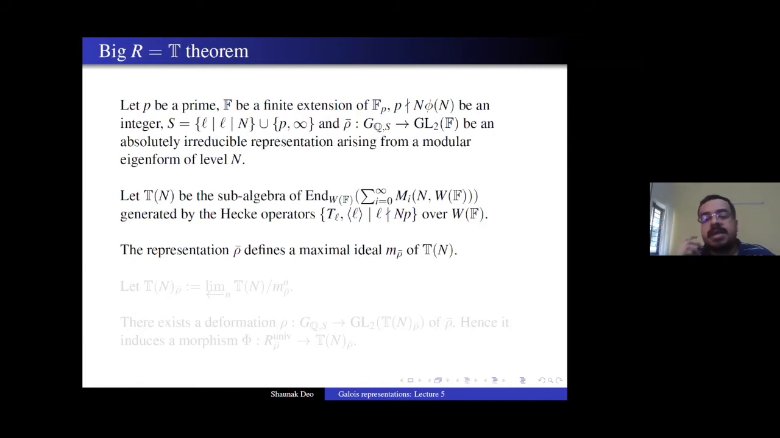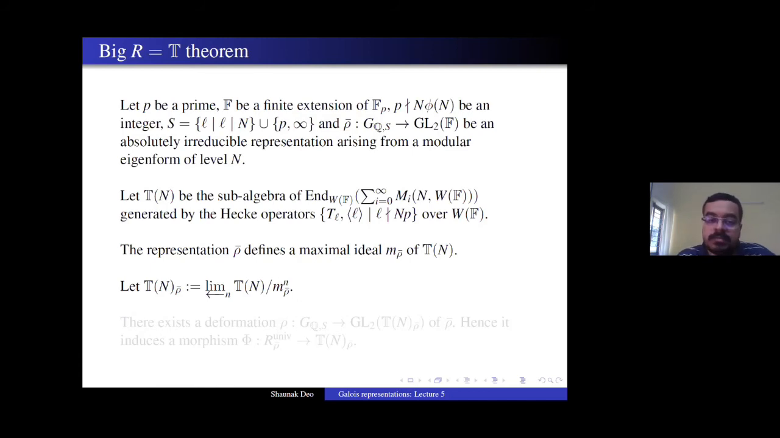And this representation rho bar arises from an eigenform of level n. So it is going to give us a maximal ideal m_rho bar of T_n, the way we just saw in the previous case. And we let T_n,rho bar be the completion of T_n at m_rho bar. So it is just the inverse limit of T_n modulo m_rho bar to the power n.